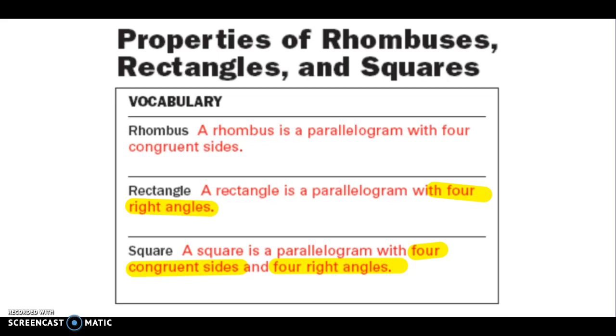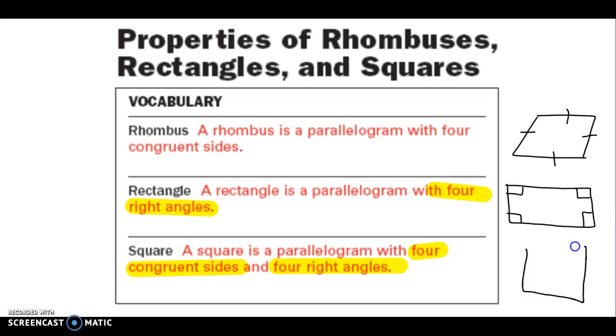Okay, and on your notes, if you want to draw them, I would suggest drawing them and using our tick marks to label the congruent sides. Right angles. And put it together for a square. Is that what this was supposed to look like?